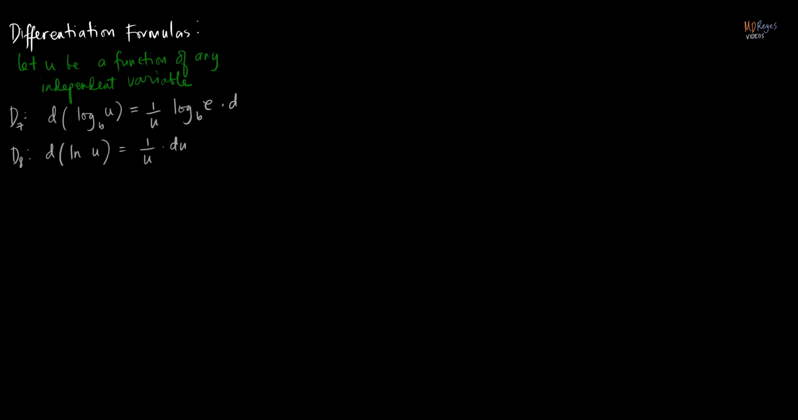Okay, so d7 is for logarithm of any base b, including ln. But differentiation formula number 8 is specific for logarithm to the base e, so that's for ln of u. And this is equal to 1 over u times du. Oh, I forgot to include du here. Okay, du is the derivative of this expression. Don't forget. Also here, du is the derivative of this expression. So d7 and d8 are for the derivatives of logarithmic functions.